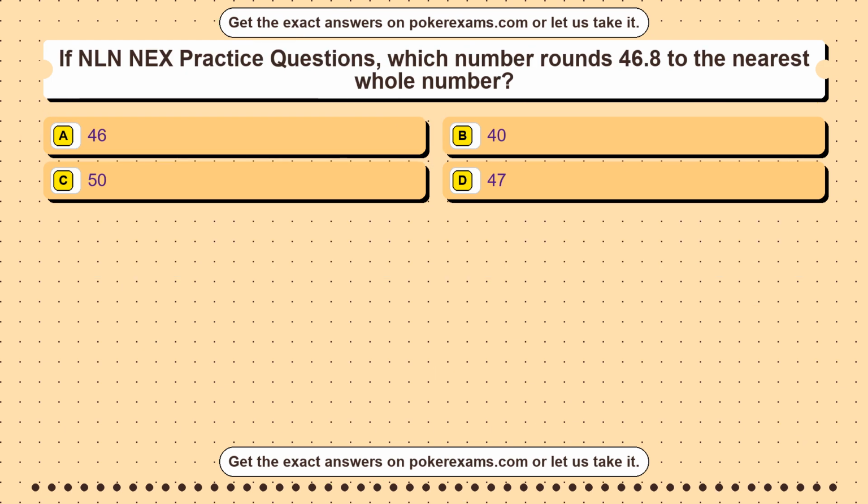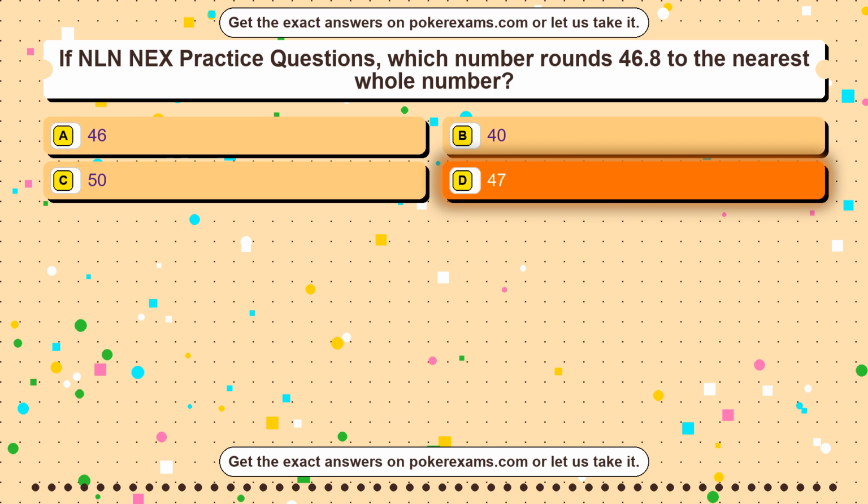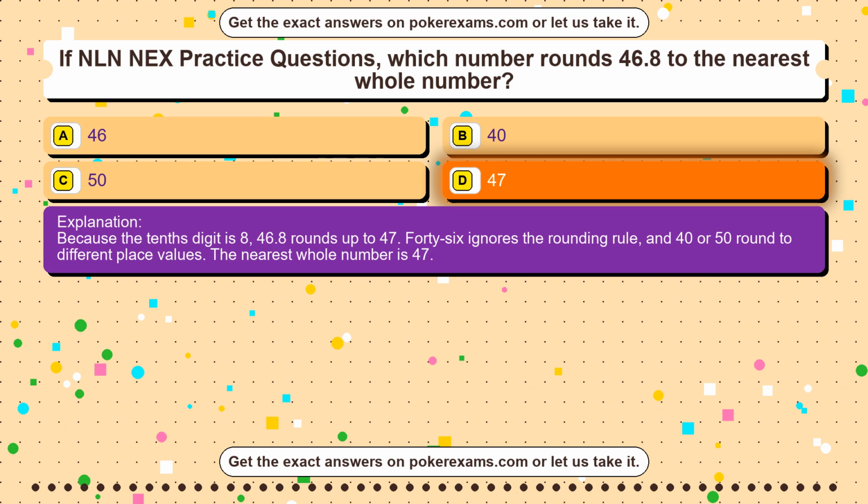Question 10. If get physical science practice, which point is on the y-axis? Option A, 5, 0. Option B, 3, 2. Option C, 4, 4. Option D, 0, 5. The correct answer is option D, 0, 5. A point on the y-axis has an x-coordinate of 0, so 0, 5 fits. The point 5, 0 is on the x-axis, and the other points are away from both axes. Coordinate rules make this direct.